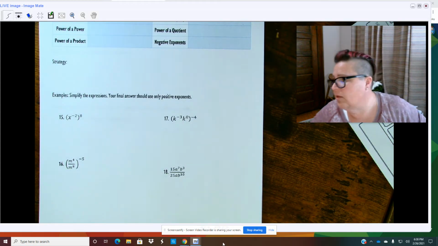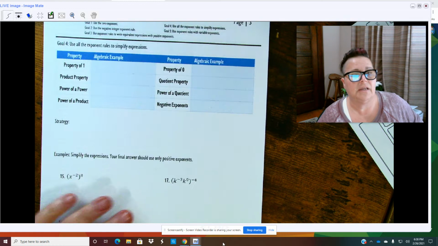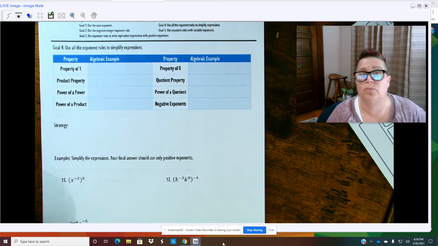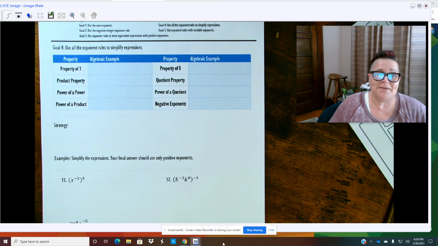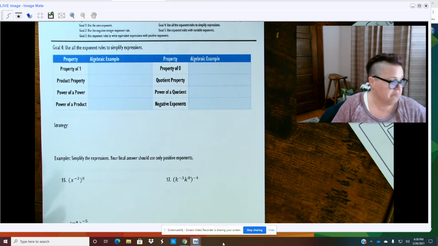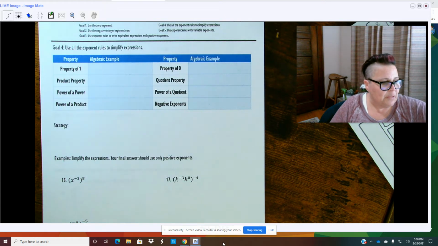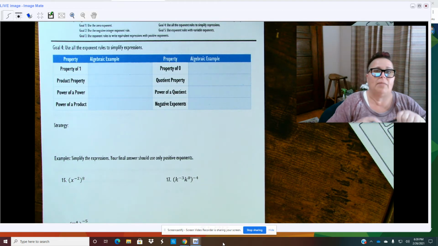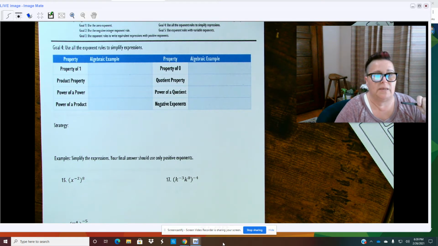Is to use all of our exponent rules in order to simplify a bunch of really weird looking expressions. So here I've made a listing so that we can go over the different algebraic examples.